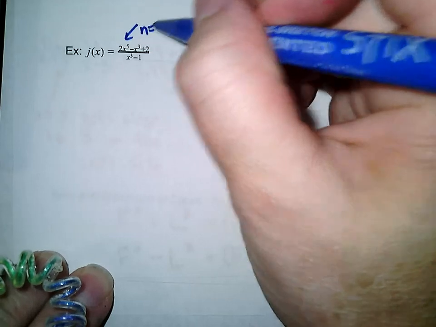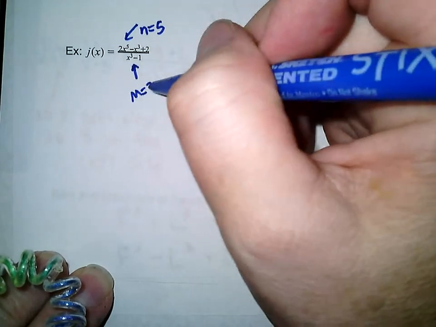Okay, our last example here, we have f of x equals 2x to the fifth minus x cubed plus 2, and then that's over x cubed minus 1. So let's compare the degrees. The degree of the numerator is 5. The degree of the denominator is 3. So that means that the degree of the numerator is 2 or more higher than the degree of the denominator. So here I've got n equals 5, m equals 3.